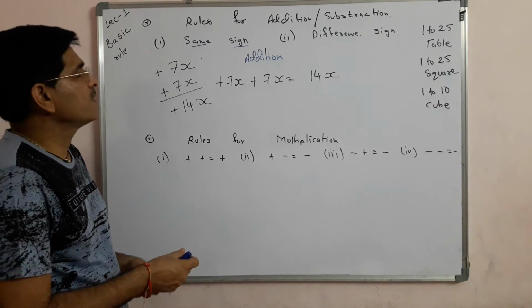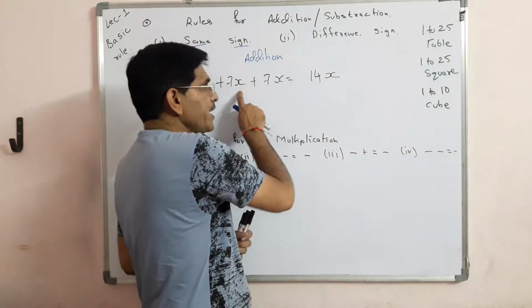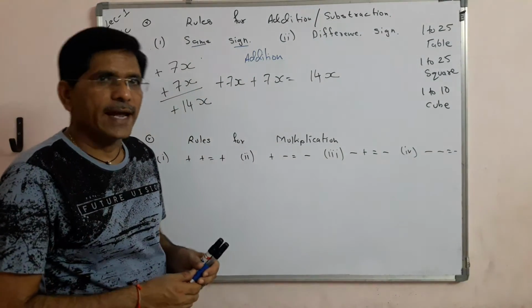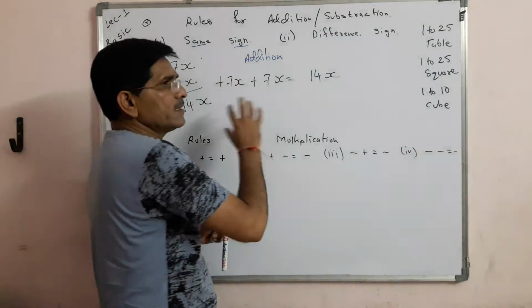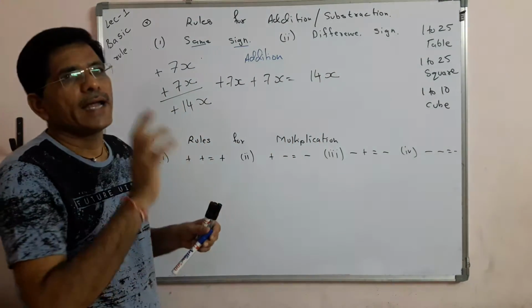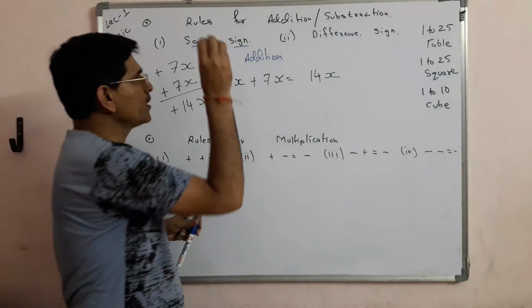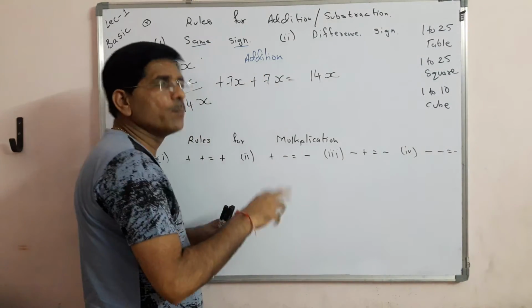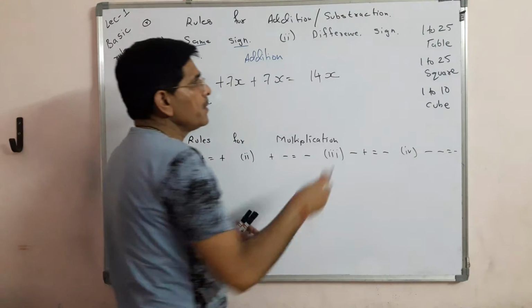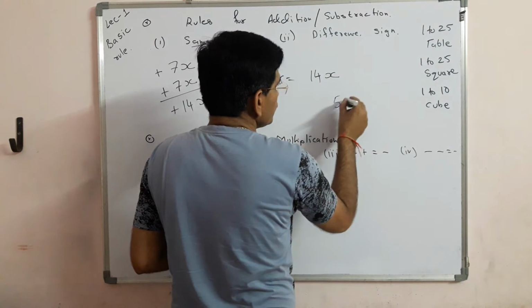So now someone says, what is the meaning of this variable? Variable cannot add. Variable we have to put as it is. These are the basic rules related with addition and subtraction. So we are doing the basic rule with addition. It may be a variable, it may not be a variable.